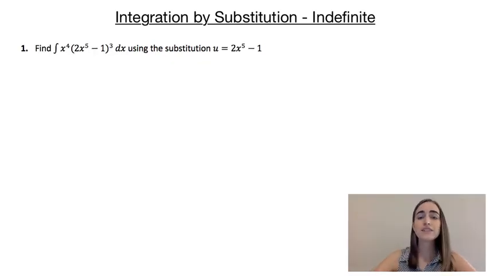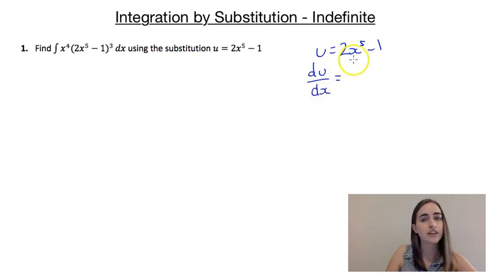Our first example asks us to find the integral of x to the power of 4 outside of (2x to the power of 5 minus 1) all cubed with respect to x. And we're asked to use the substitution u equals 2x to the power of 5 minus 1. That's this bit here in brackets. The first thing you're going to do off to the side, if we know that u is equal to 2x to the power of 5 minus 1, is differentiate u with respect to x. In this case, that's going to give us 10x to the power of 4.